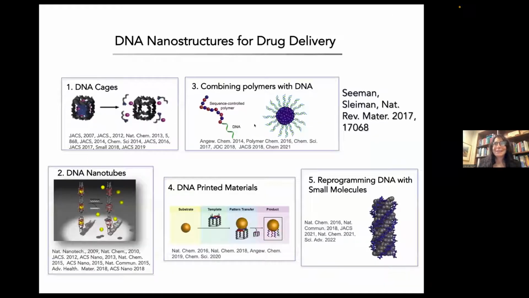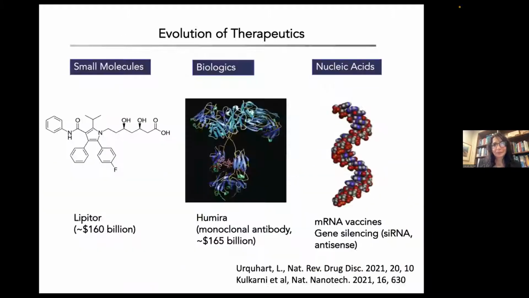Okay, so as I said, our research group takes the molecule DNA out of its biological context, and we use it as a building block to make nanostructures. And then we take these nanostructures and we apply them to problems in both biology and material science. I'm going to start by giving you a short motivation for the usefulness of DNA nanostructures in the field of drug delivery.